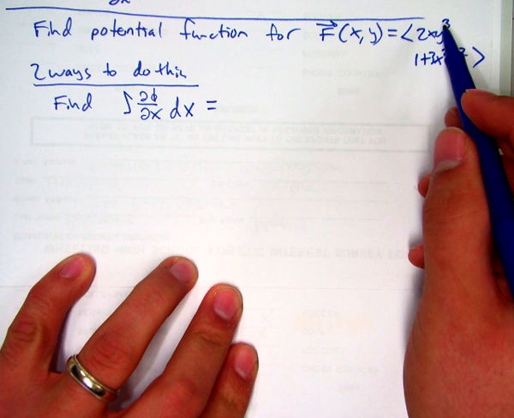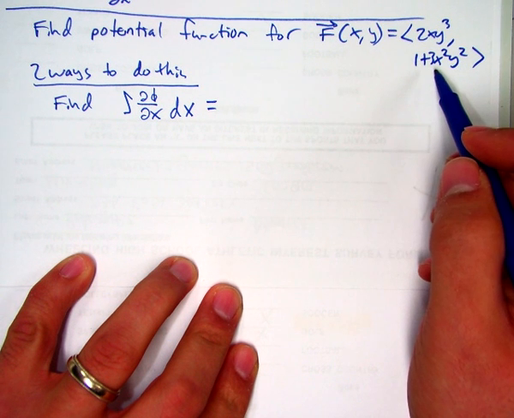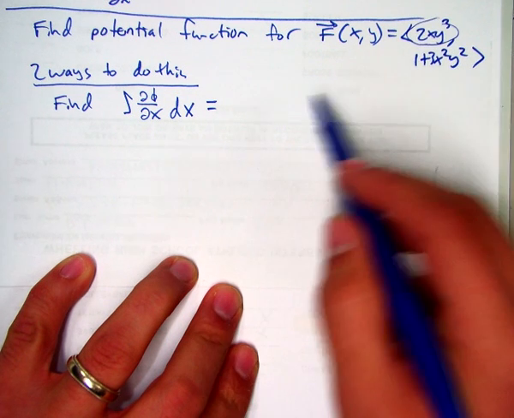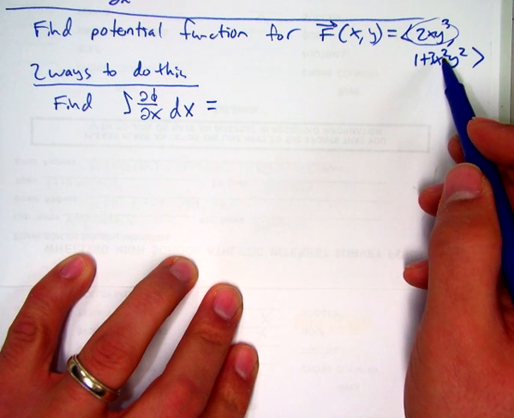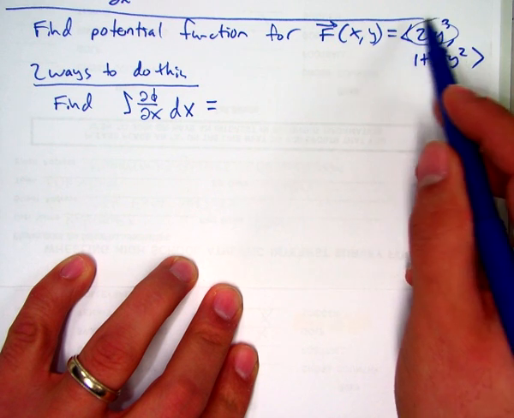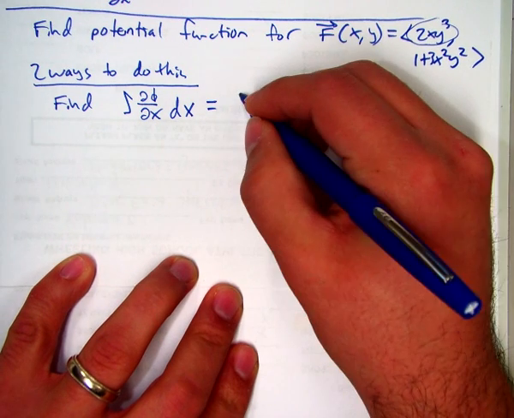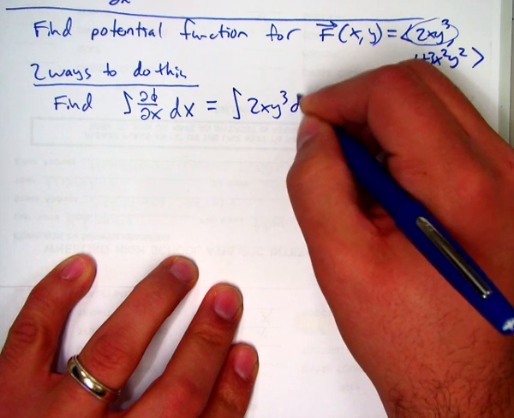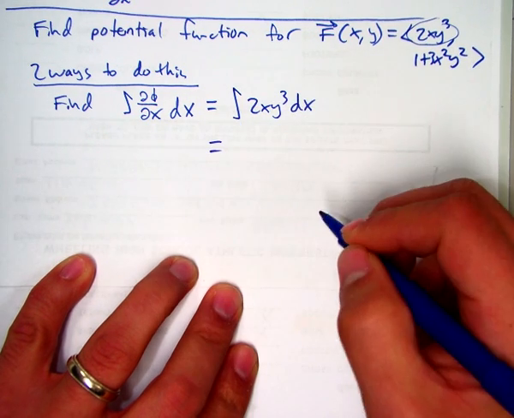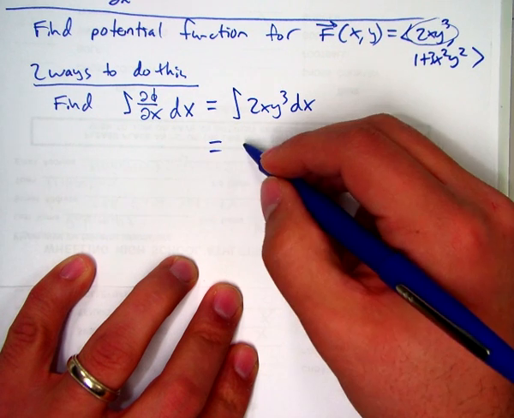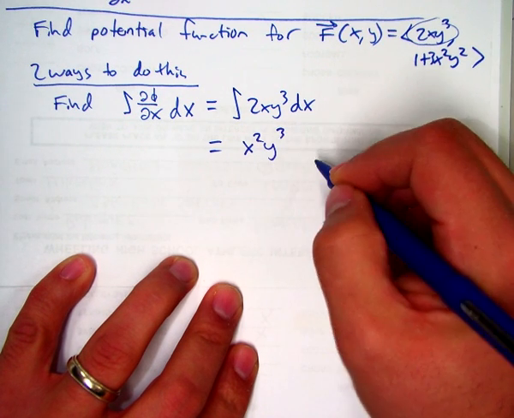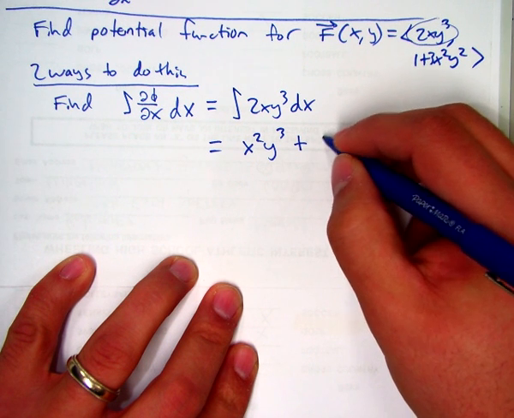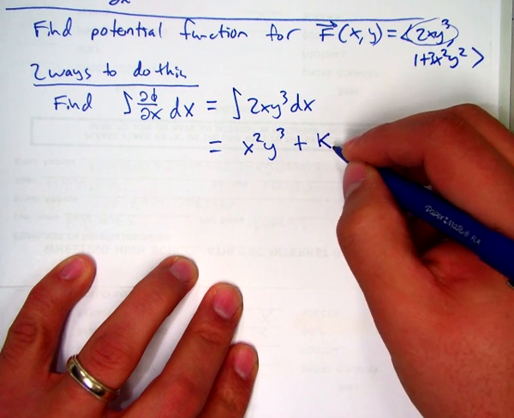So in this vector field, which of these two has to be partial phi partial x? The first one, because in order for this to be the gradient of phi, we would have calculated partial phi partial x, and this would have been it right here, right? So what that means is that we're going to calculate the integral of 2xy cubed with respect to x. Well, that's easy. x squared y cubed plus some constant. I'm going to call it k because it's a different constant.